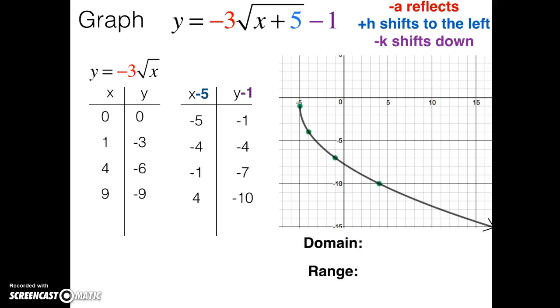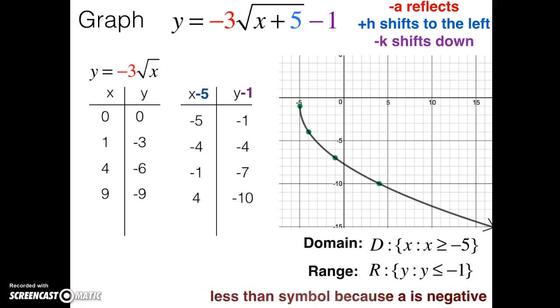As for the domain and the range, x is greater than negative 5 since that's the first value in my x table, but this time you have to be very careful about what's happening in the y direction. We switched it to a less than symbol because the a is negative and all of our values are below -1. So whenever you have a negative a value, you're going to use the less than symbol for your range.